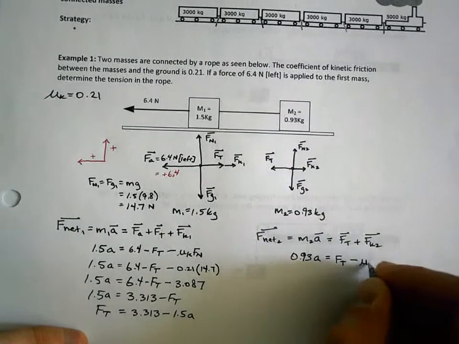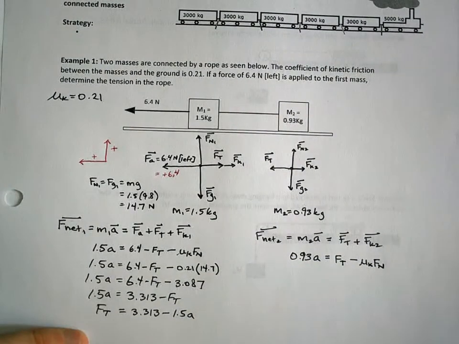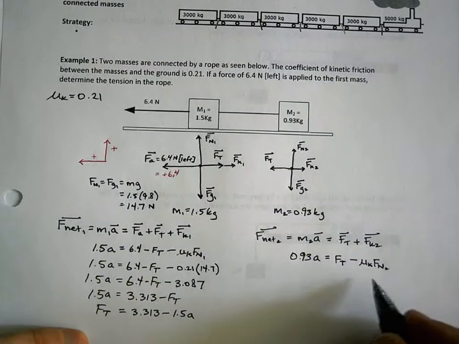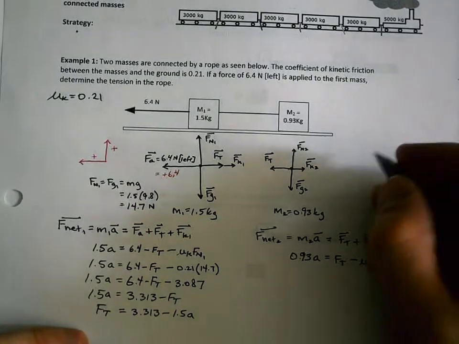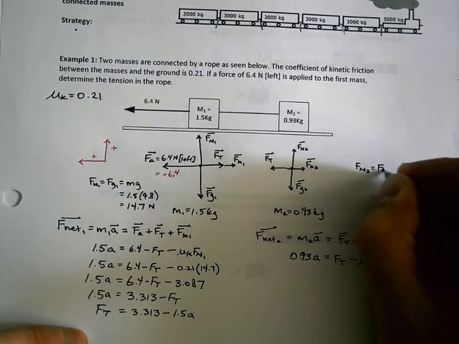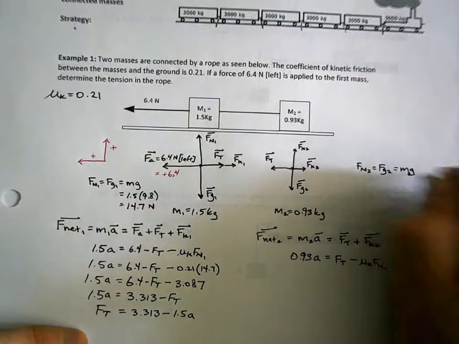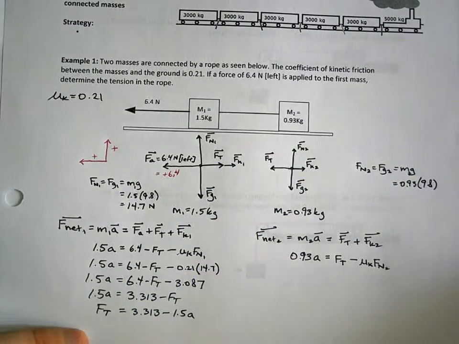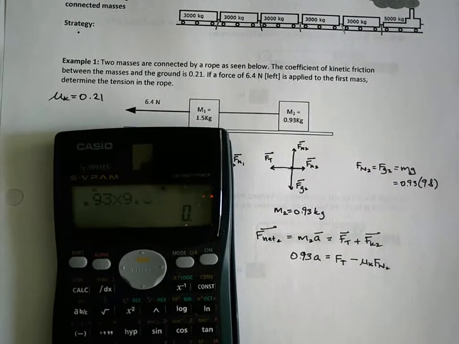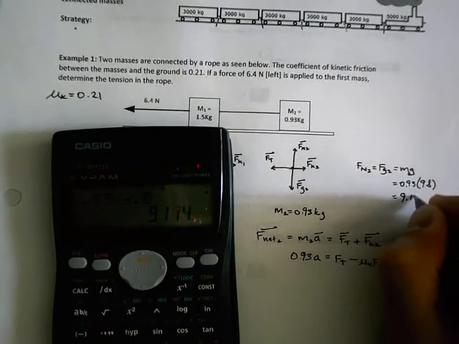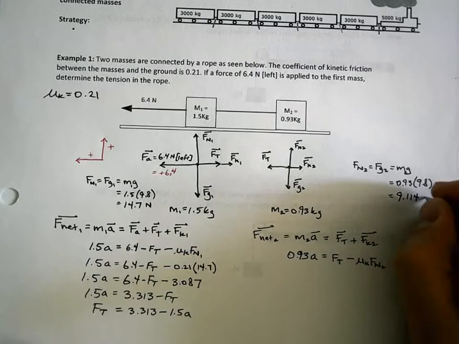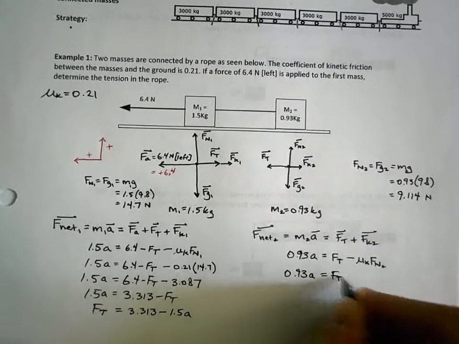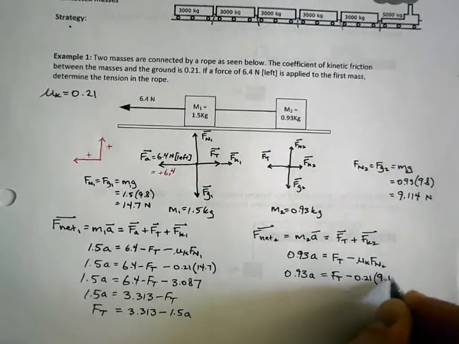And we're going to use the formula, which is mu k Fn. Okay, what is Fn? Oh yeah, Fn2. Fn2 should balance Fg2. So I can do a little work over here. Fn2 is equal to Fg2, which is equal to m2 times g. So I get 0.93 times 9.8. Let's do that calculation. 0.93 times 9.8 is 9.114 newtons. So when I sub this into my formula here, I get 0.93a is equal to Ft minus 0.21 times 9.114.